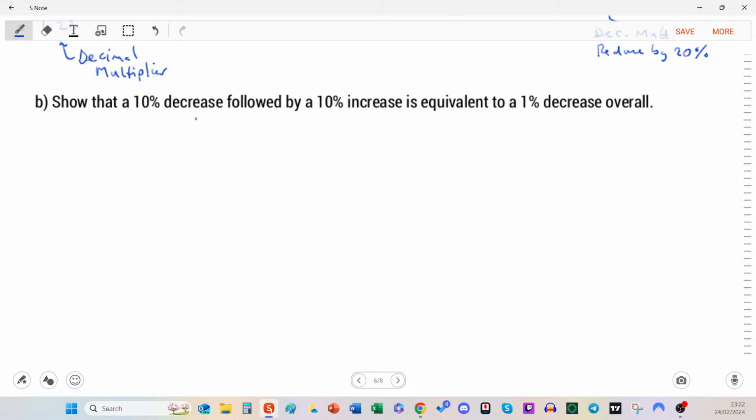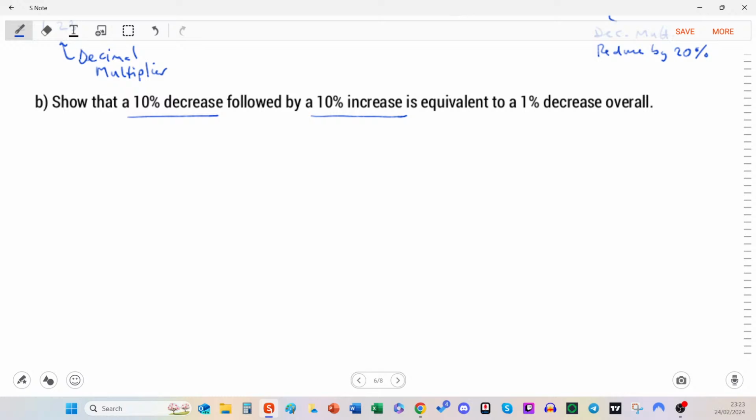Show that a 10% decrease followed by a 10% increase is equivalent to a 1% decrease. There are many people, when they first start learning about percentages, whose intuition tells them that this 10% increase and then a 10% decrease, or the other way around in this case, like cancels out, that it's back to where it began.